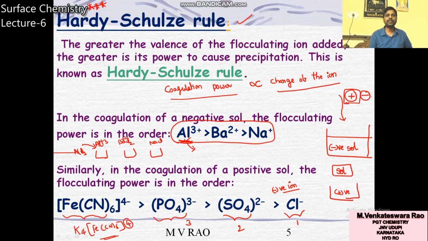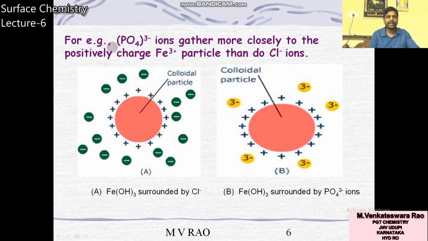What is the Hardy-Schulze rule? The greater the valency of the precipitating ion added, the greater is its power to cause precipitation. This is known as the Hardy-Schulze rule. You can see here phosphate ion, PO4 3-, gathers more closely to the positively charged Fe3+ particle than Cl- ion. Here this sol is a positively charged sol.